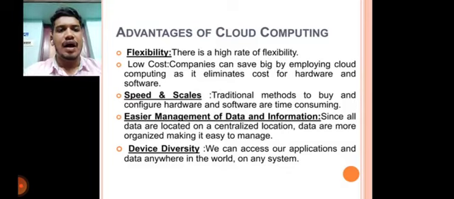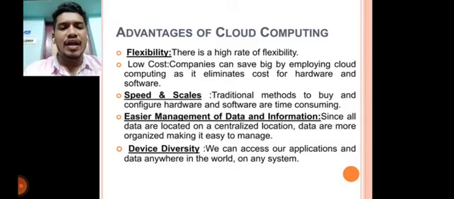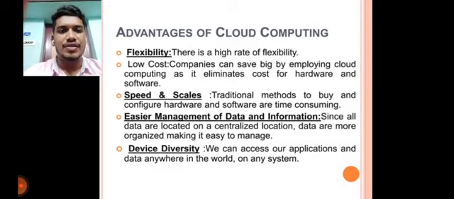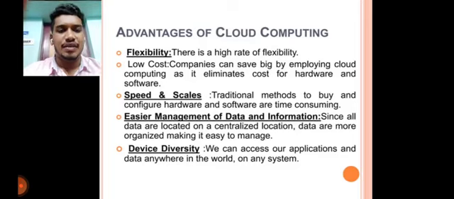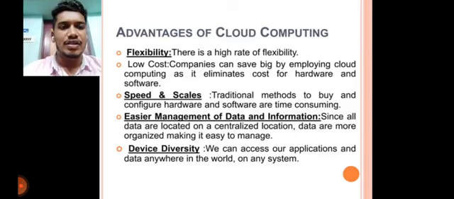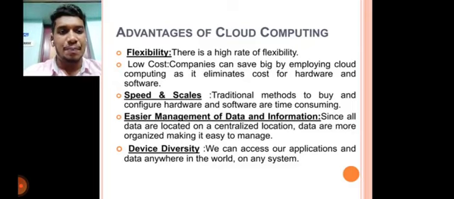And another one is the advantages of cloud computing. There are many advantages in cloud computing, like flexibility, speed and scale, ease of management of data and information, and device diversity. The first one is flexibility. They provide a high rate of flexibility and low cost. The company can save big by employing cloud computing as it eliminates costs for hardware and software. Another one is speed and scale. The traditional method of buying and configuring hardware and software is time consuming.